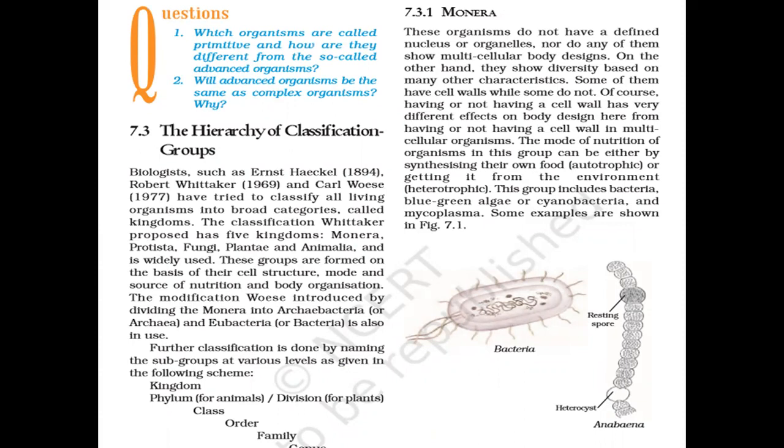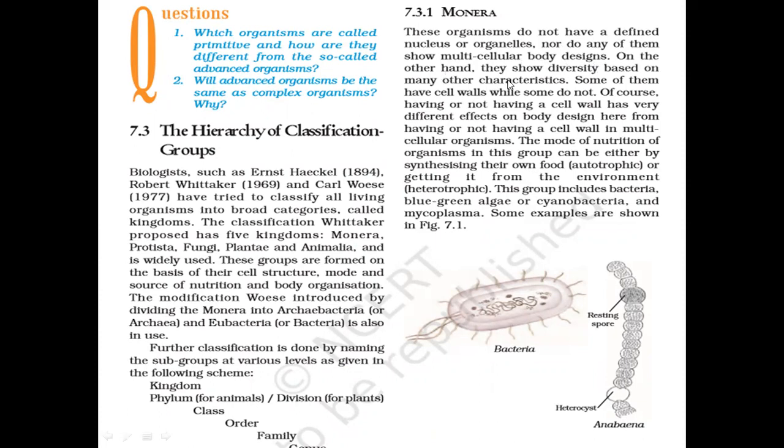So today we will learn about Whittaker's classification of the five kingdoms. We'll take the first kingdom, that is Monera. Here the organisms do not have a well-defined nucleus or organelles, nor any of them show a multicellular body design. We know that the Monerans are prokaryotes. Hence, they do not have a well-defined nucleus, nor do they have some cell organelles. Also, they do not have a well-defined body structure.